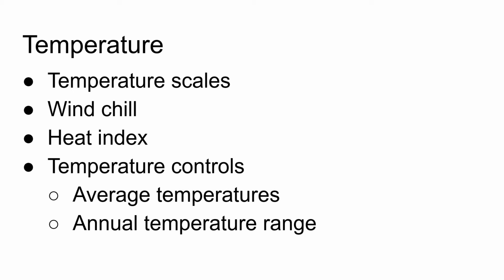So we'll talk about temperature scales, the difference between Celsius and Fahrenheit and Kelvin. We'll talk about the effect of temperature on the human body. We'll look at the wind chill and the heat index. And then we'll look at temperature controls. Temperature controls are the reasons for the patterns of average temperatures, like the tropics are hot and the poles are cold, and annual temperature range. Temperature range is the difference between the summer temperatures and the winter temperatures. Some places have a big range, some places have a small range, and we'll talk about all of that.